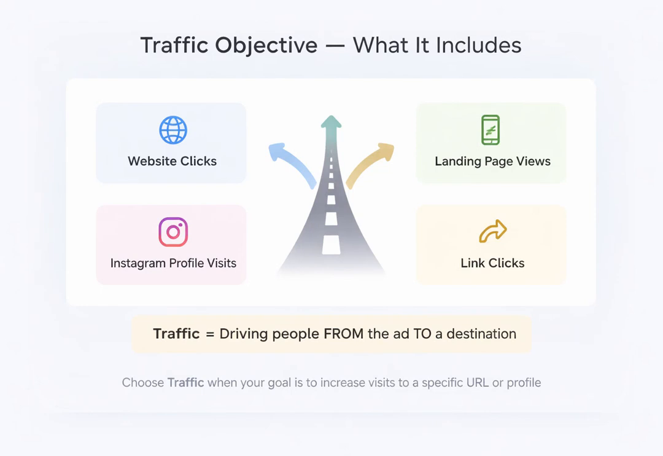Let's zoom into the traffic objective specifically, because it's one of the most commonly used. When you select traffic, Facebook will optimize your ad delivery to reach people who are most likely to click through to your destination. That destination could be your website, a specific landing page, or even your Instagram profile. The key thing to understand is that traffic is about movement, getting people from the ad into your ecosystem, whether that's your website or your social profile.